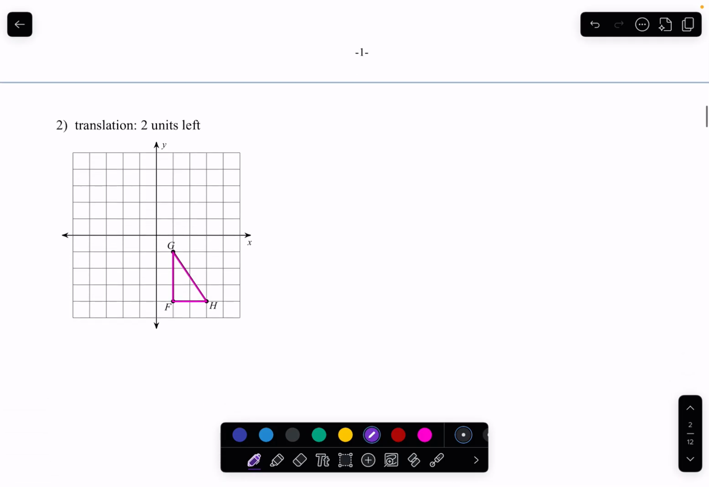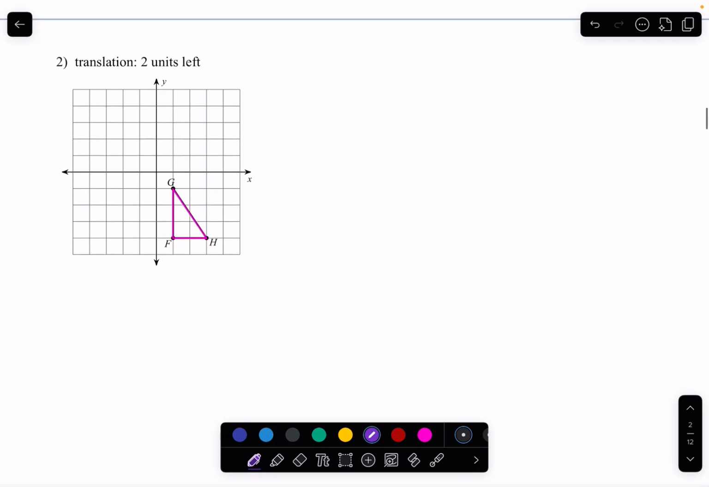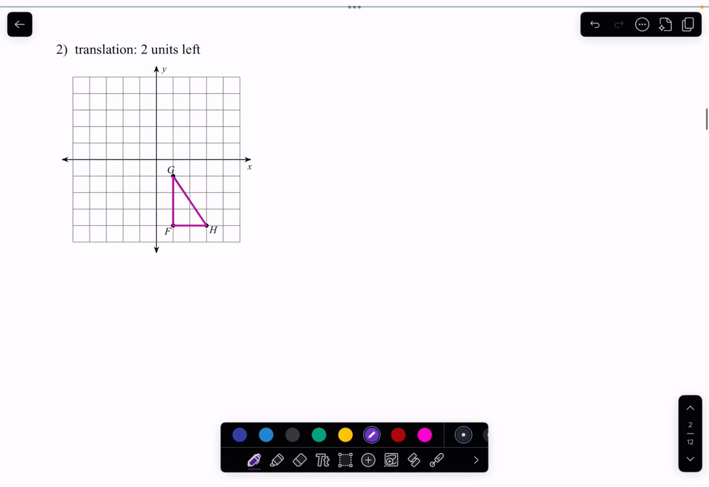Okay, here we have a translation 2 units left. And so I'm not going to run through the entire thing. I think we can see that if we move this figure 2 units to the left, we'd be over here. And we can use 1 point as an example here, just to make sure that our rules and our understanding carry over. So let's look at g and g prime.